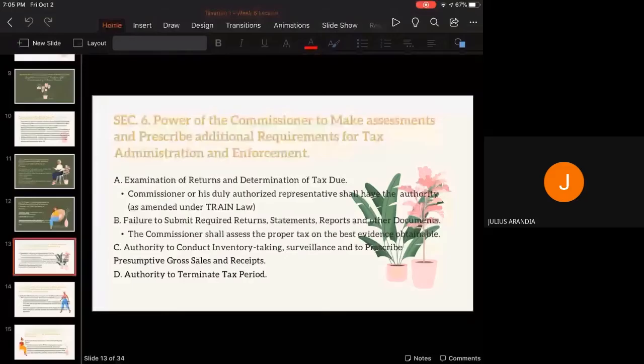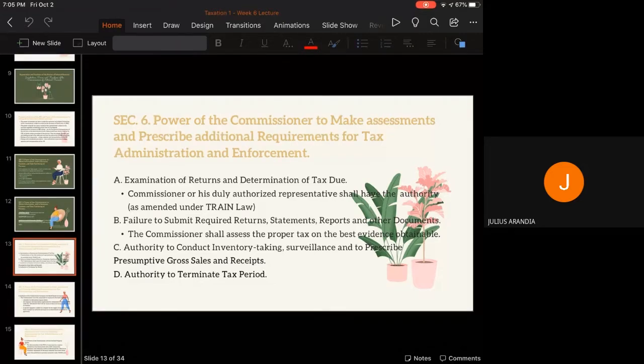Another is the authority to terminate the tax period. So there are three instances wherein the commissioner can declare the period of a taxpayer to be terminated at any time. First, when a taxpayer is retiring from business. Second, if the taxpayer is intending to leave the Philippines, or to remove his property, or to hide or conceal his property.